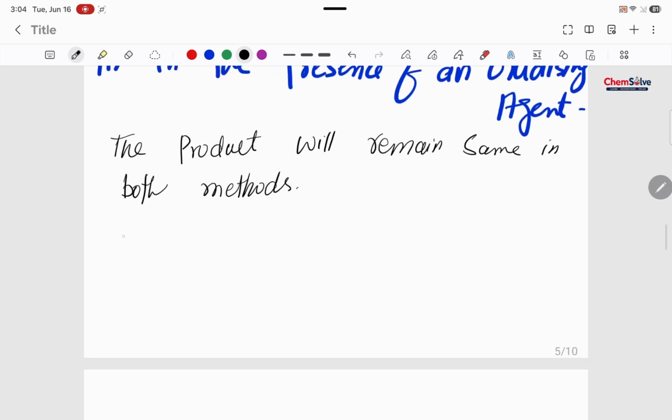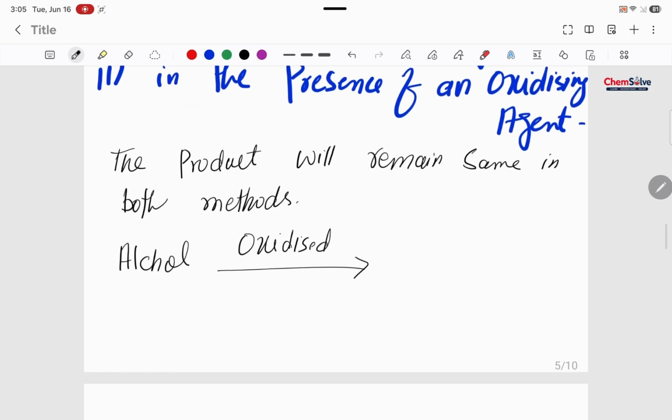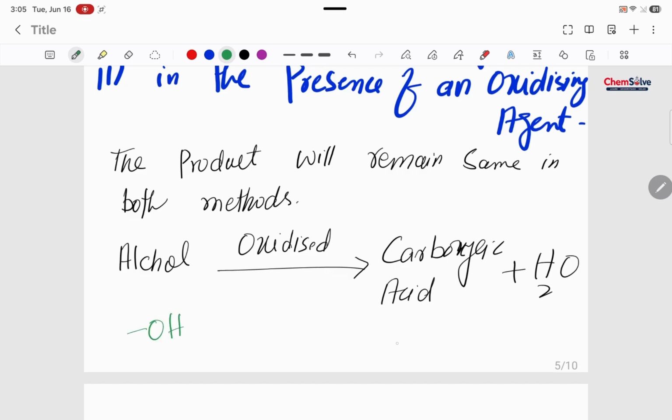How? We take an alcohol, it will be oxidized by either of the methods we have discussed above, and it will produce two things. The one is carboxylic acid and water, and that's it. Alcohol is OH and carboxylic acid is COOH.